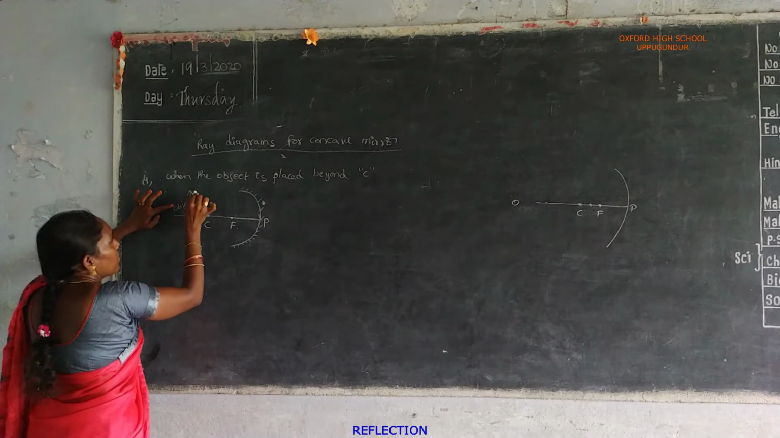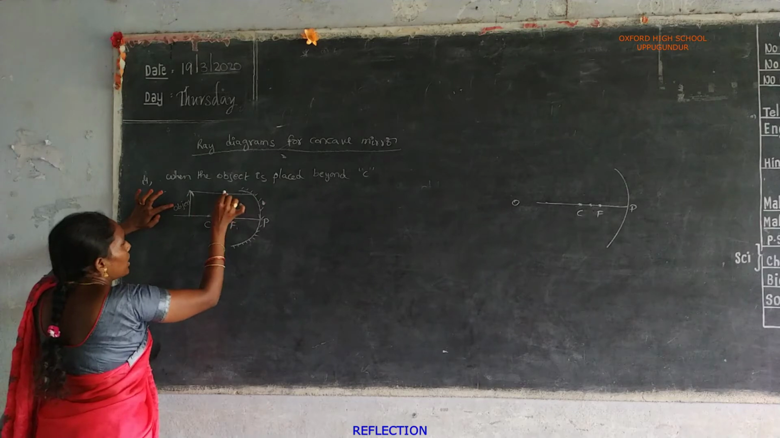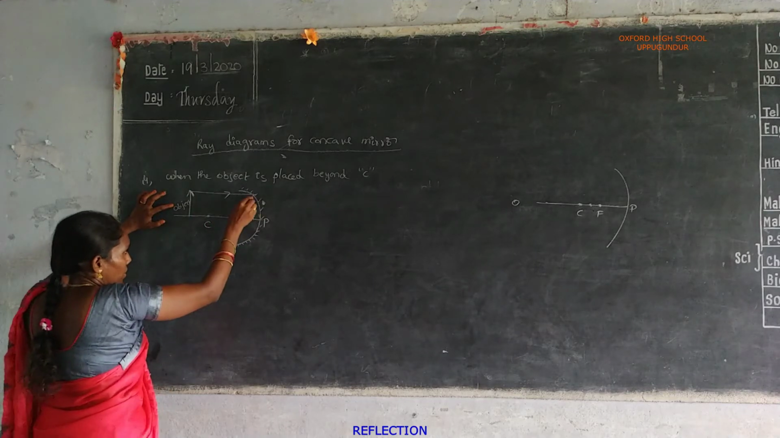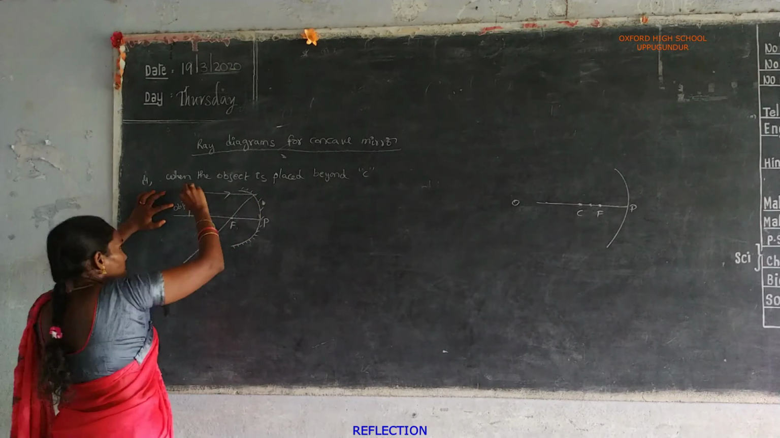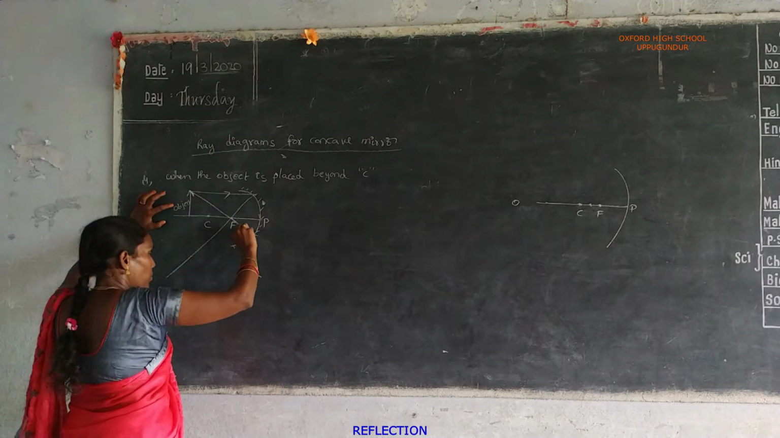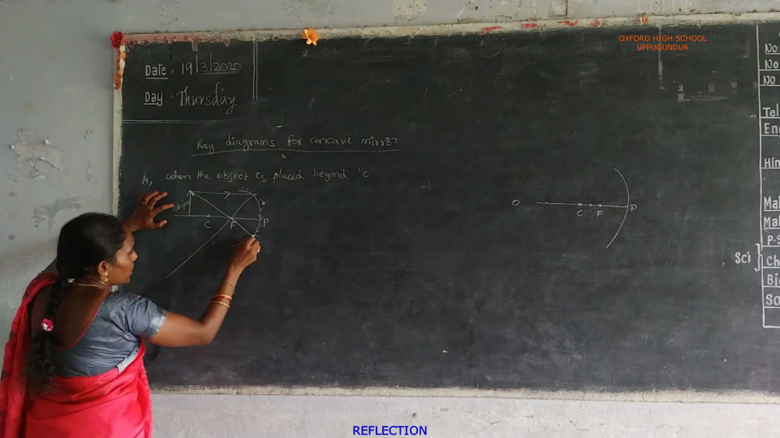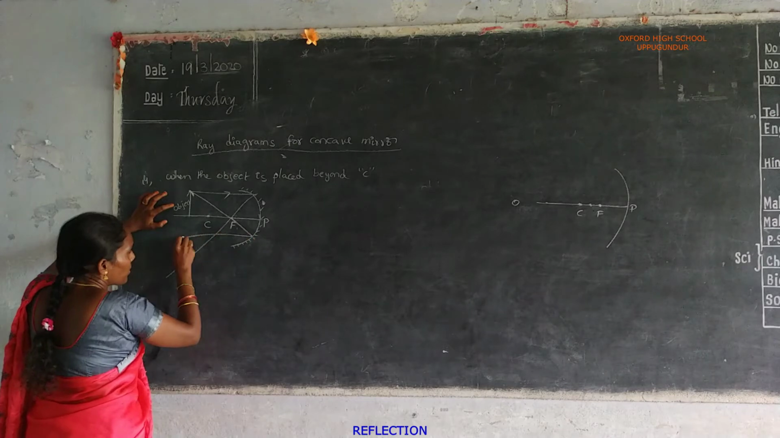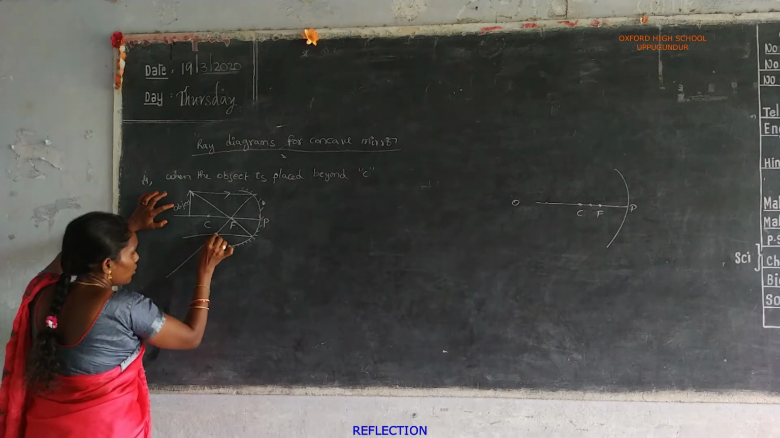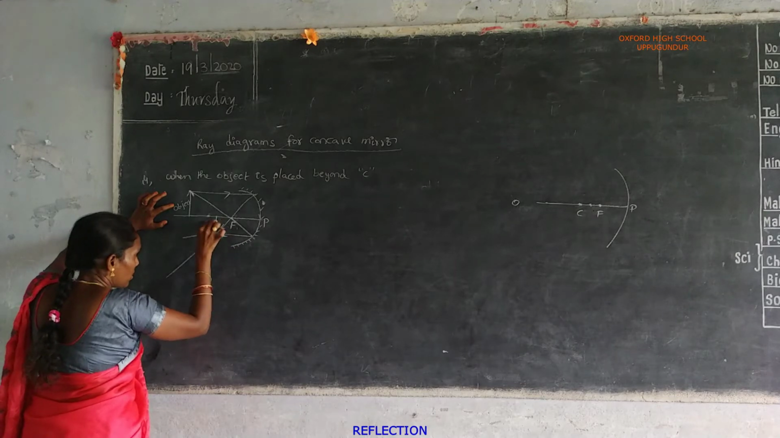The first light ray, incident parallel to the principal axis, passes through the focus. The second light ray, which is passing through the focus, after reflection will be parallel to the principal axis. These two are reflected rays. Here this is the image.